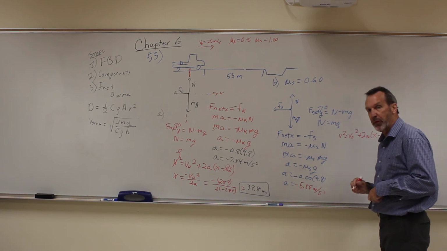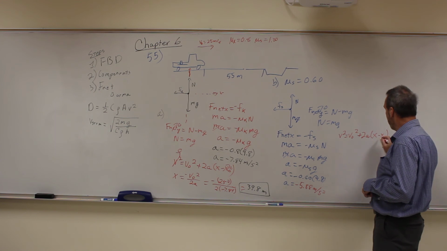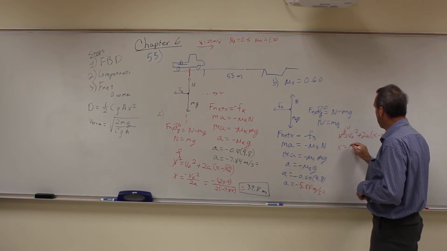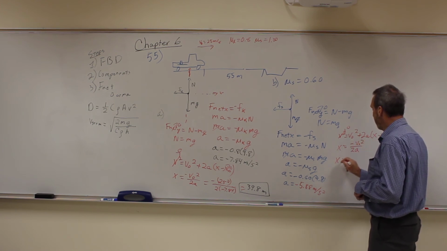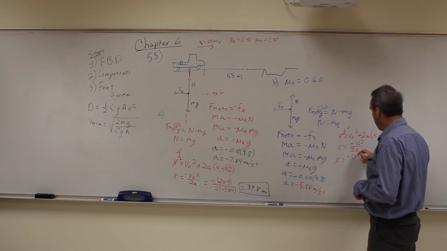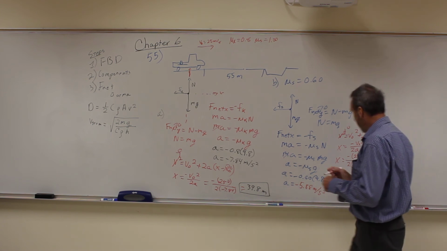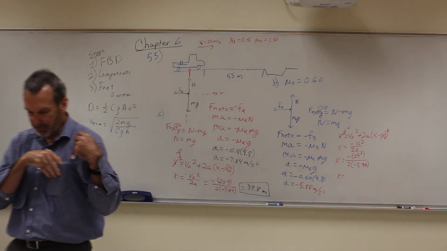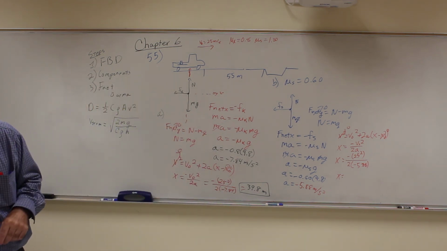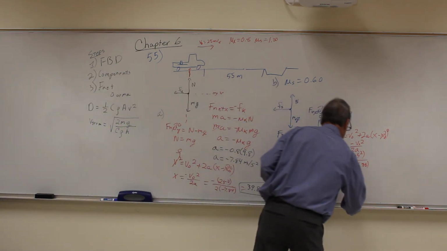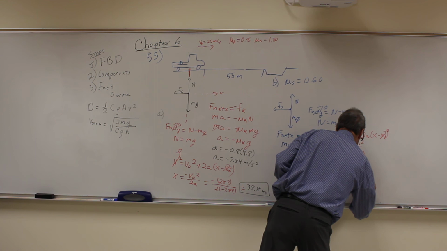here so that we solve for x. This is 0 over here. And so x is, again, this is 0 too. X is going to be equal to negative v naught squared over 2 times a, or x is going to be equal to negative 25 squared over 2 times negative 5.88. And when you do that, you get that the distance is equal to 53.15 meters.